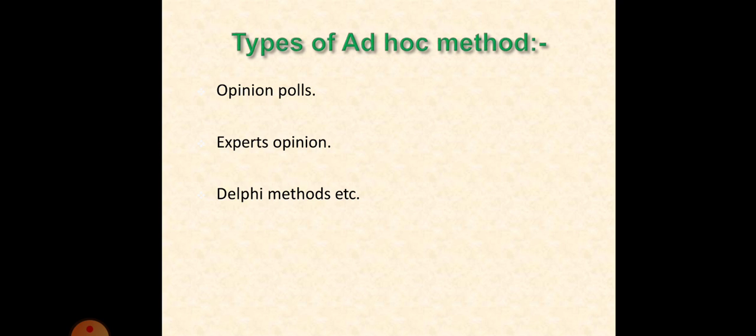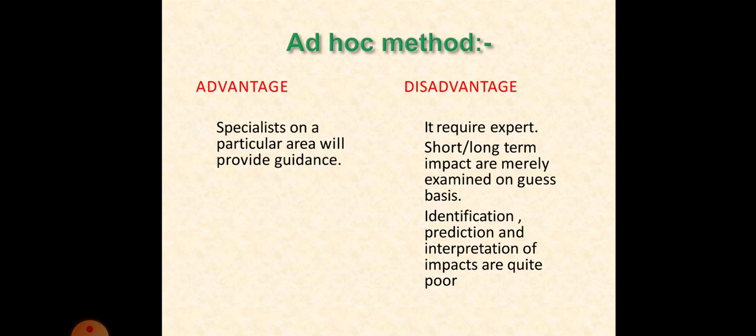conducted through questionnaires. So questionnaires will be prepared and circulated. Based on this, the opinions of the experts as well as the lay people will be studied, and that is how they arrive at the conclusions. So these are the various types of ad hoc method: opinion poll, expert opinion, as well as the Delphi method. Now coming to the advantages and disadvantages of the ad hoc method.